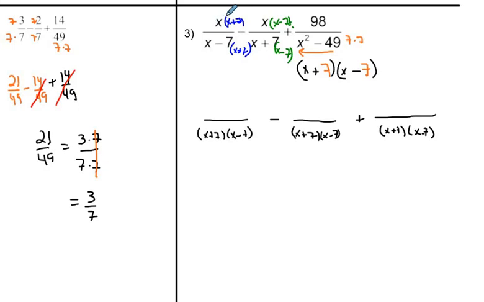So then here I just have to distribute. Sometimes you'll have to FOIL or box, but here we just have to distribute. So we get x squared plus 7x. Don't forget to distribute the x to both terms.